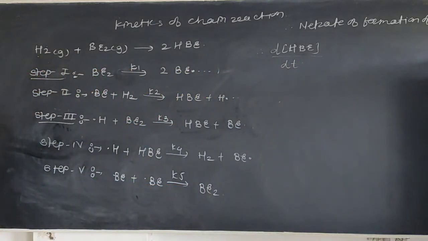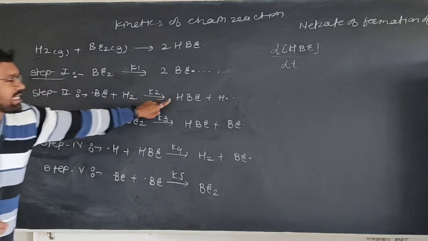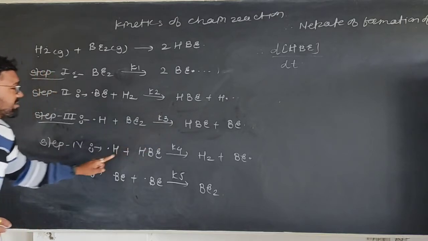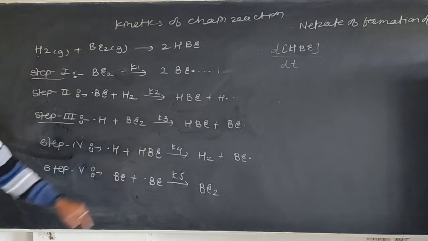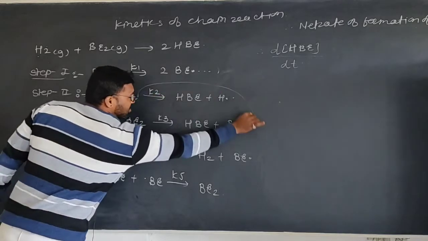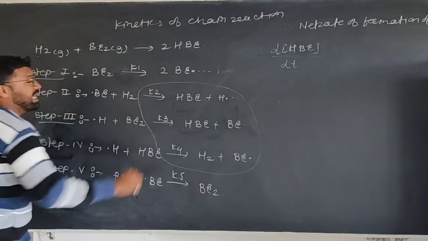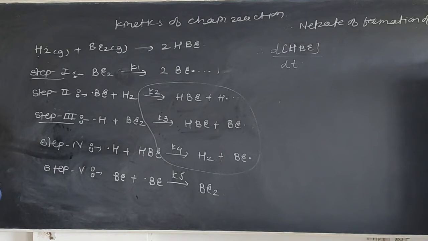Now see, where is the product being formed. First step, no. Second step, HBr is formed. Third step, HBr is formed. Fourth step, HBr is consumed. That means these 3 steps are important while writing the net rate of formation of product. Step second is a propagation step, this is also a propagation step, this is a retardation step. Step first is initiation, then propagation, retardation, and this is termination.